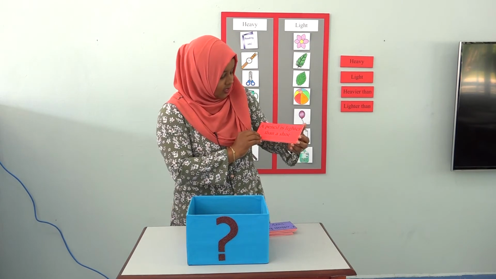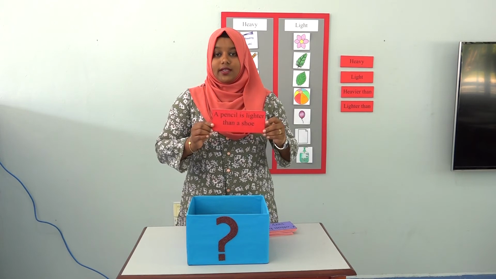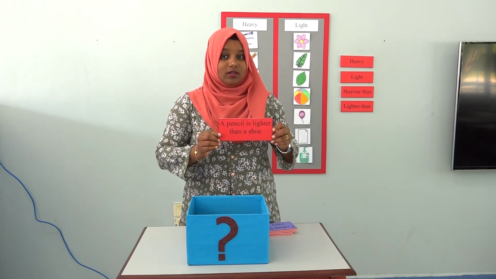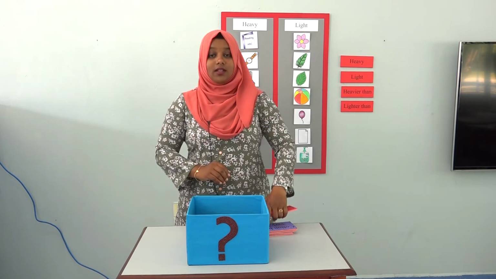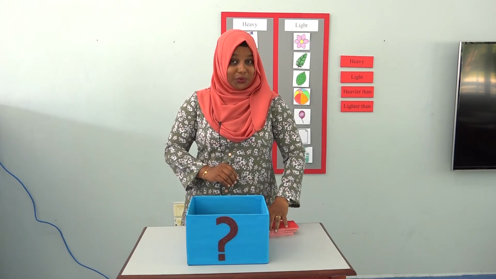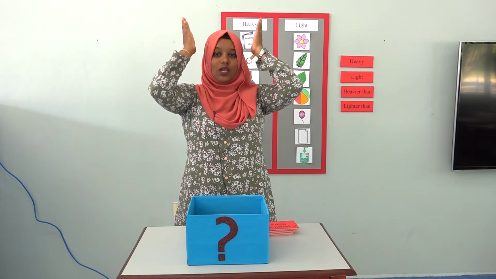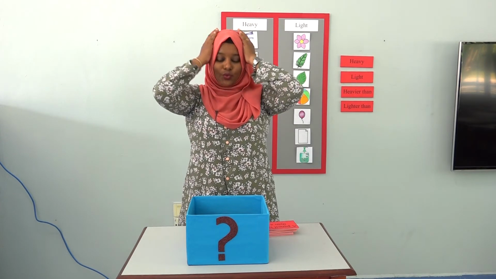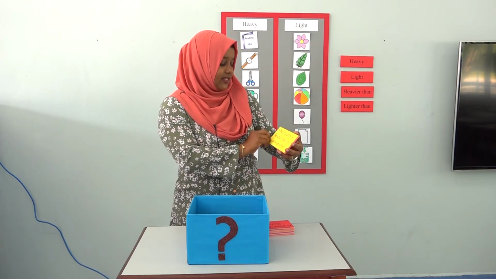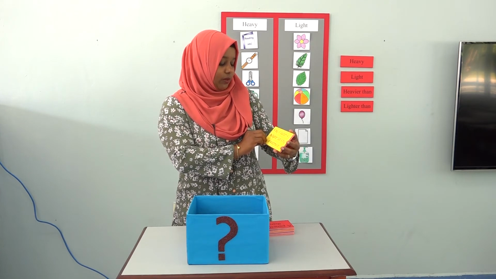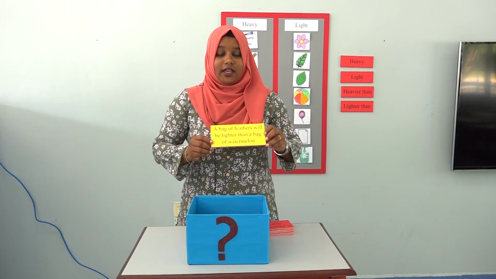Now it says a pencil is lighter than a shoe. Is this correct or wrong? Yes, this is correct. A pencil is lighter than a shoe. So you are going to tap your heads. 1, 2, 3. The next statement says a bag of feathers will be lighter than a bag of watermelon.